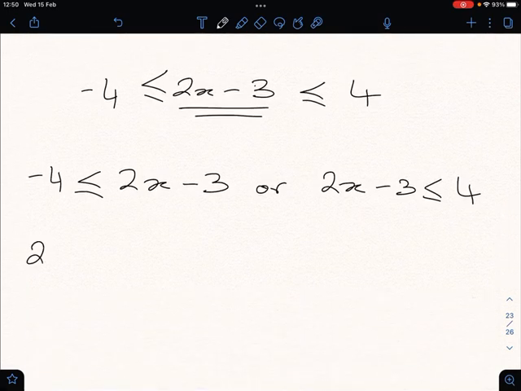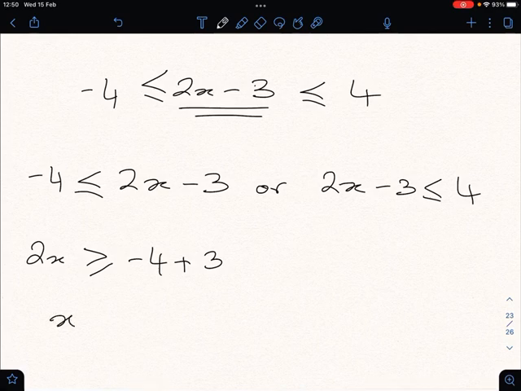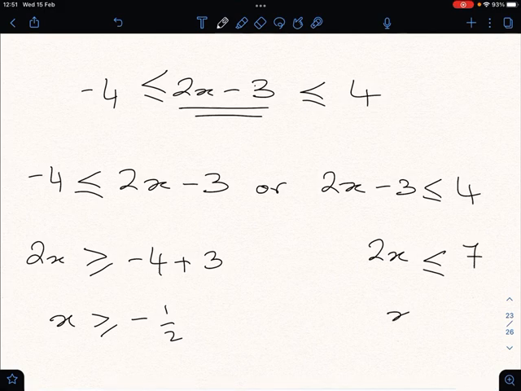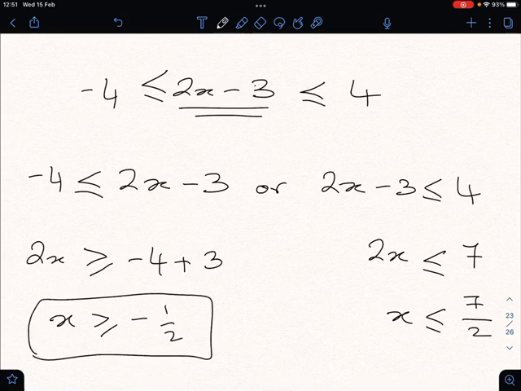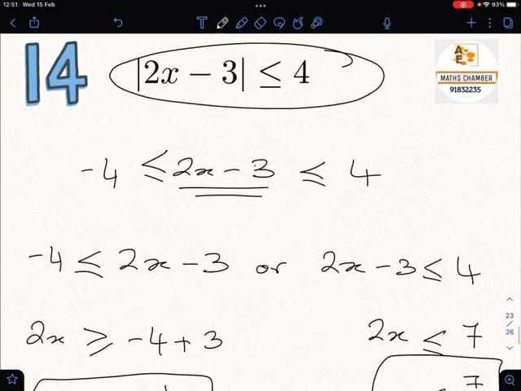From here it's very easy already. The 2x you put on the left, so obviously you change the inequality symbol. You have negative 4 plus 3, so x is greater than or equal to negative half. Simple. And here we have 2x less than or equal to positive 7, which means x is less than or equal to 7 over 2. That's all. These are the two solutions for your modulus function, which is less than or equal to 4.